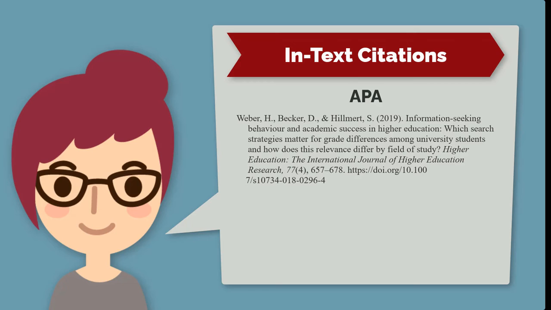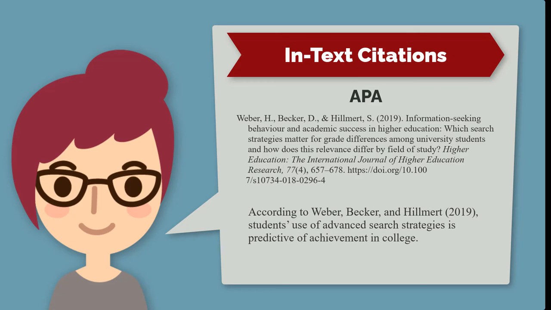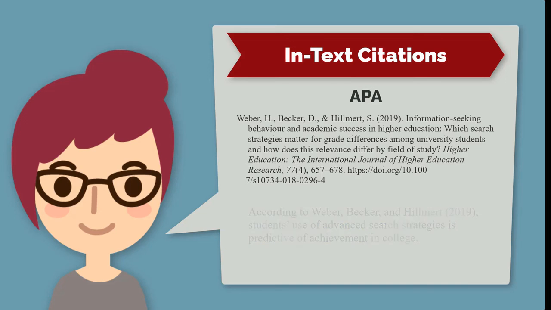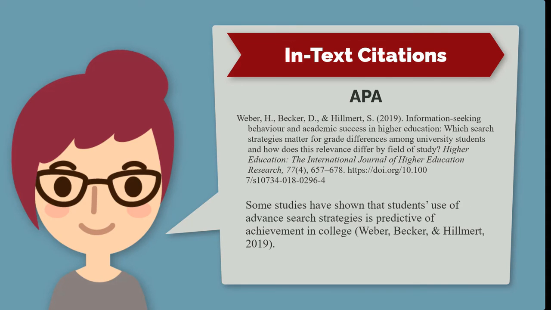If we introduce the citation as part of a sentence, we would put only the year in parentheses following the authors. For example, according to Weber, Becker, and Hilmert, 2019, students' use of advanced search strategies is predictive of achievement in college. If we did not introduce the authors as part of the sentence, we would place the citation after the information we've quoted or paraphrased in parentheses, with the author's last names followed by a comma and the year of publication. So our in-text citation would look like this. Some studies have shown that students' use of advanced search strategies is predictive of achievement in college. Weber, Becker, and Hilmert, 2019.